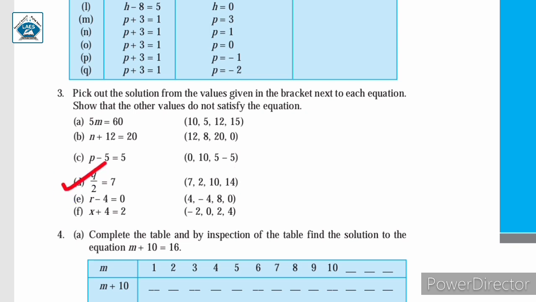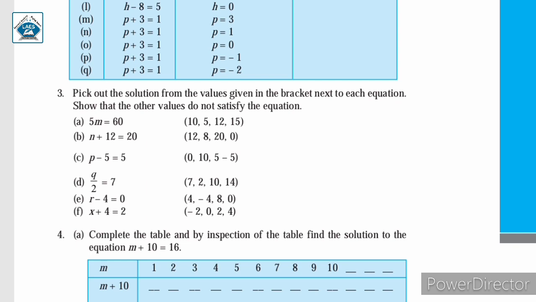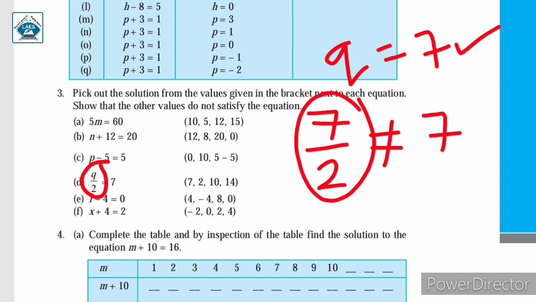Next, you are given q divided by 2. Here the operation is divide, which is equal to 7, and we are given a few values which are 7, 2, 10 and 14. So here when we take q is equal to 7, since it is q divided by 2 and we are taking q as 7, it will become 7 divided by 2 and this is not equal to 7. 7 divided by 2 we will get 3.5 and this is not equal to 7. Therefore, this value does not satisfy the equation.